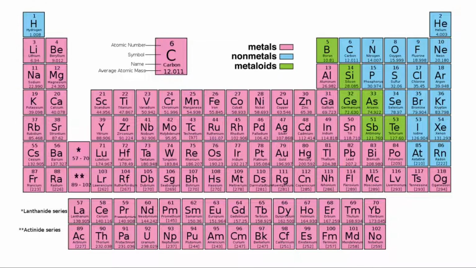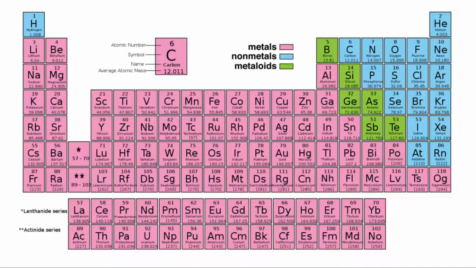Our nonmetals are found in the blue. They're found on the right hand side of our periodic table. Depending on the element, some of them are solids, some of them are liquids, and some of them are gases. So, for example, bromine's a liquid at room temperature, iodine's a solid. Some of these up here, nitrogen, oxygen, fluorine, all of our noble gases, those are all gases. So we can have different things at room temperature.